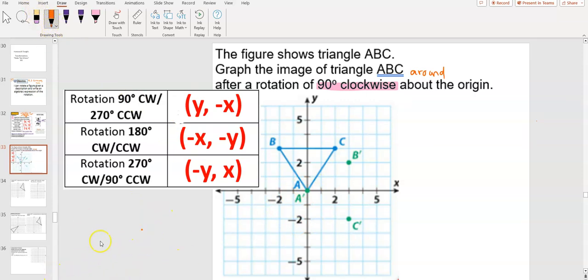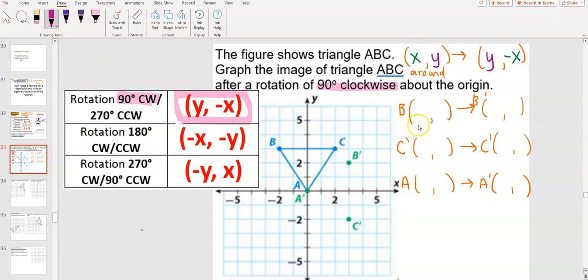So bear with me. I'm going to do some color coordinating so that you guys can see, but basically we are going to use 90 degrees clockwise, which is the same as 270 degrees counterclockwise. We're going to use this one right here, okay? So this is the algebraic representation we're going to use. Okay, so we are going to look at the points of B, C, and A, original, and we're going to rotate them and use this algebraic representation to turn them into B prime, C prime, and A prime. Okay, that's what we're going to do.